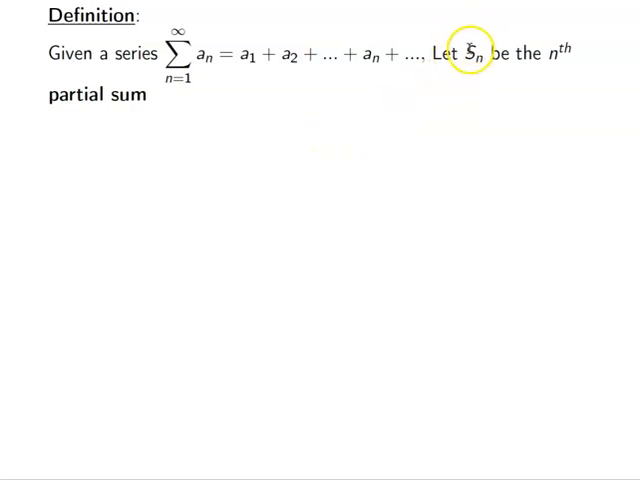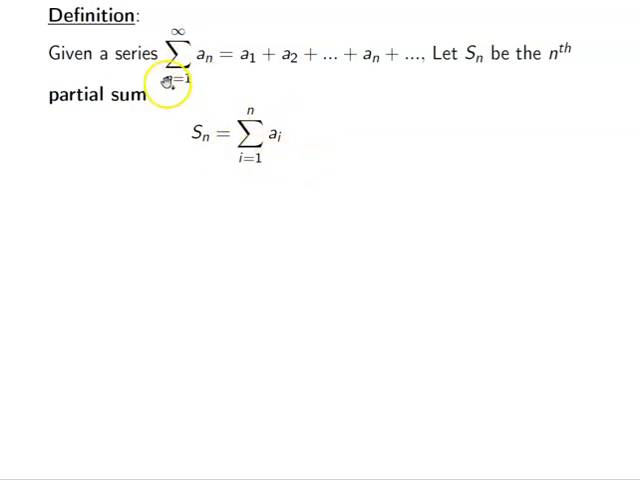We call capital S subscript n, S of n, the nth partial sum. If I'm looking at S4, I would add up the first four terms. So the nth partial sum is the sum of the first n terms, is how I'll refer to this from now on. S sub n is the sum of the first n terms, and it will look like this.